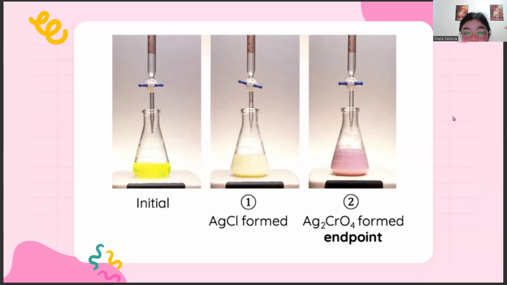Second, the number of moles of chloride ions in the solution is equal to the number of moles of silver ions due to the 1:1 stoichiometric ratio in the precipitation reaction.